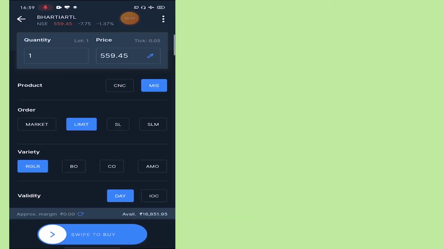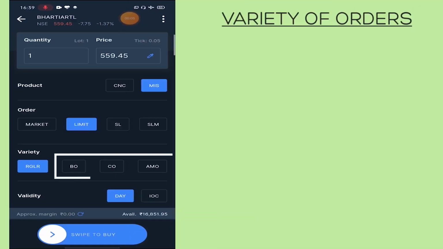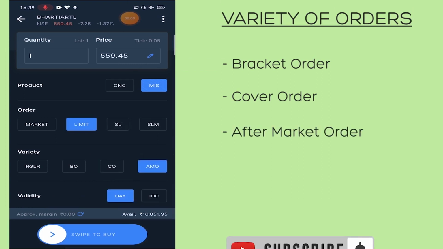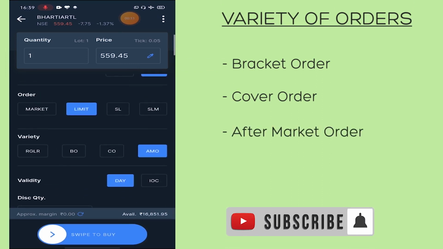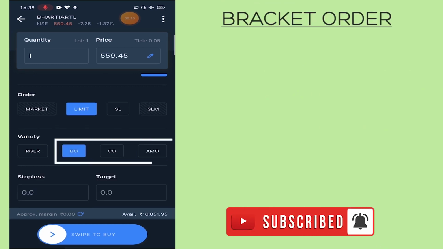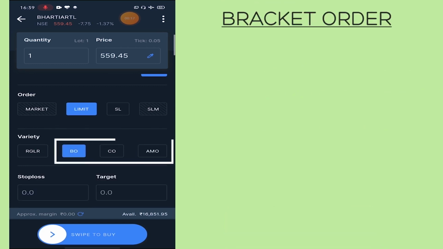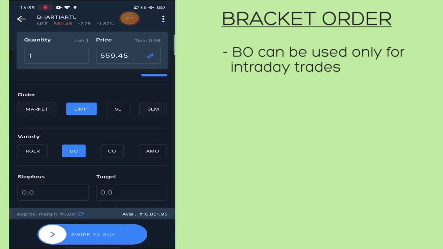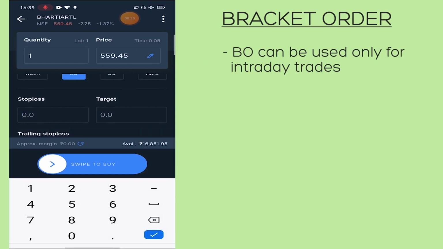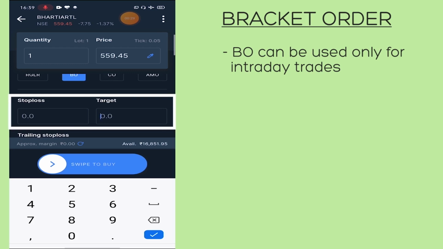Now we can see the varieties of order, that is bracket order, cover order, and AMO, the after-market order. So we'll discuss them one by one. In a bracket order, as soon as the main order is executed, the system will place two more orders. One is the stop loss order and the other is a target order. In stop loss and target, you have to place the value in absolute terms.